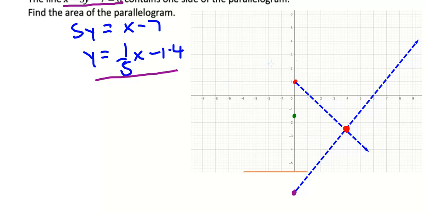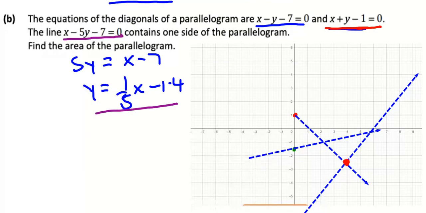5 across and 1 up. And then another 5 across and 1 up. 10 across 2 up is the same thing. Now, if I draw this, okay. Now, where's the location of the parallelogram is the next question we're going to ask ourselves. Okay, so reread the question: equations of diagonals of a parallelogram.